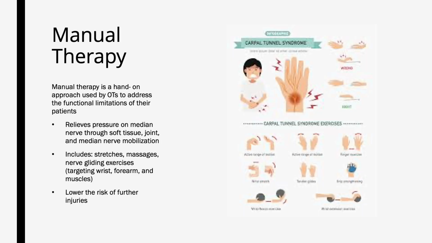Another type of effective yet simple strategy for those who suffer from CTS is manual therapy. Manual therapy is a hands-on approach used by OTs to address the functional limitations of their patients. Manual therapy basically helps relieve pressure on the median nerve through soft tissue, joint, and median nerve mobilization. This includes things such as stretches, massages, or even nerve gliding exercises, which target the wrist, forearm, and the muscles. And it can also help lower the risk of further injuries.